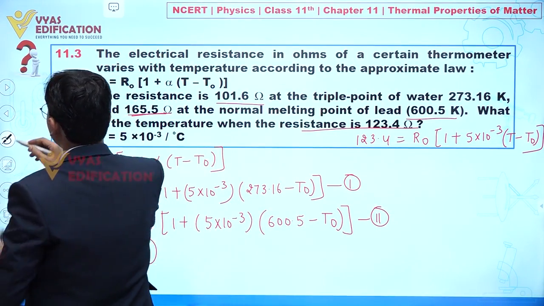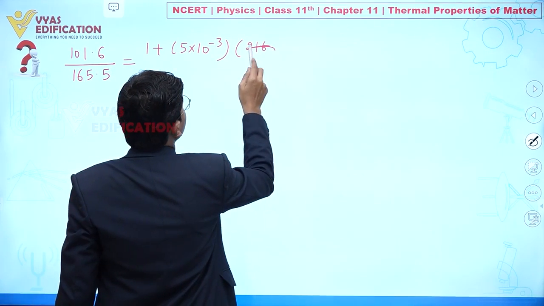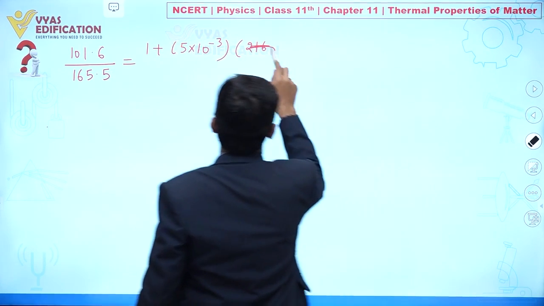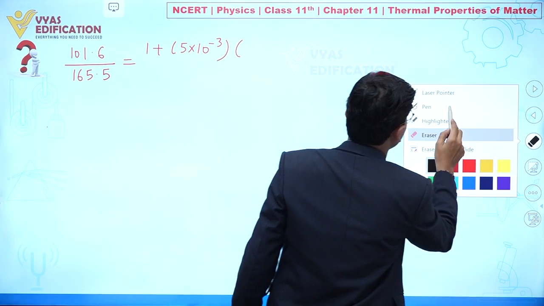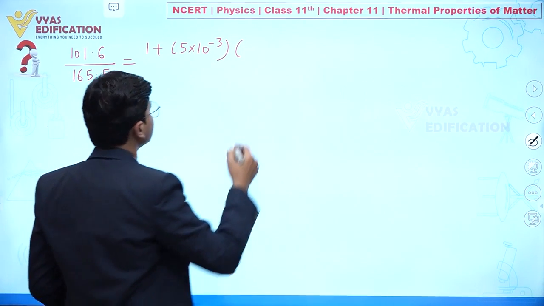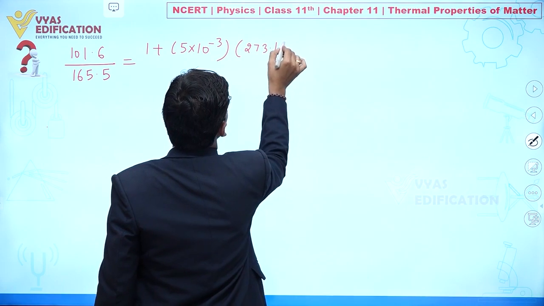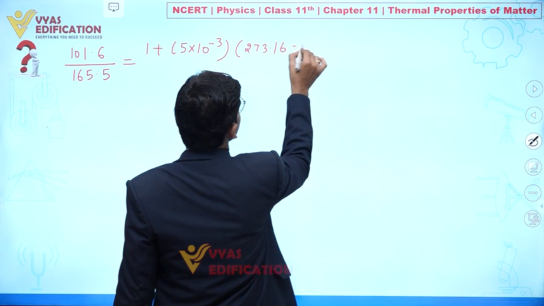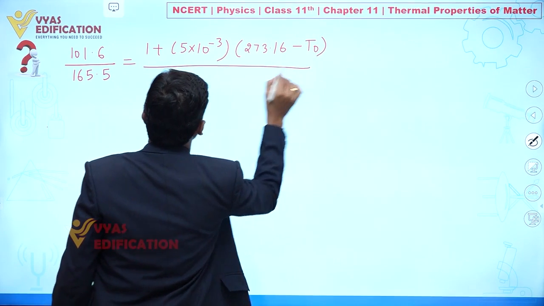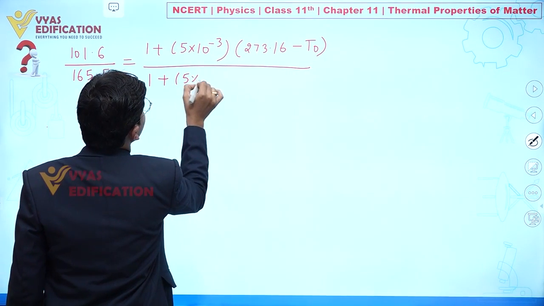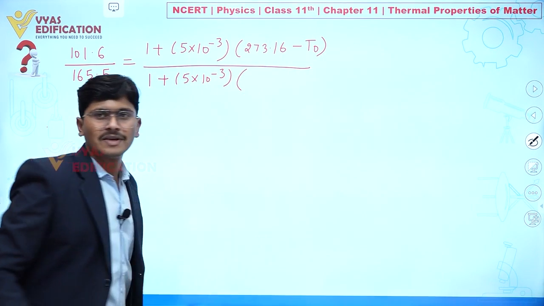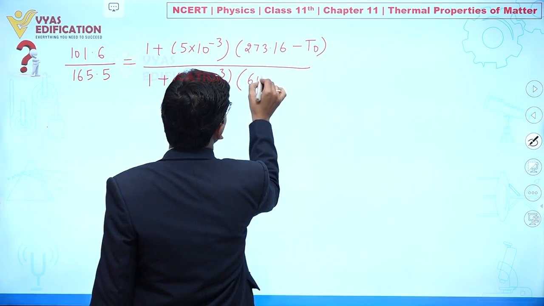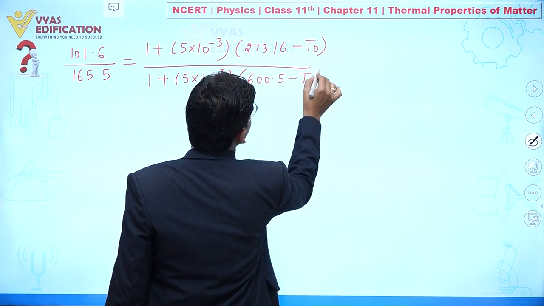The value given is 273.16, so 273.16 minus T naught, divided by, again, 1 plus 5 into 10 to the power minus 3 multiplied by (600.5 minus T naught).